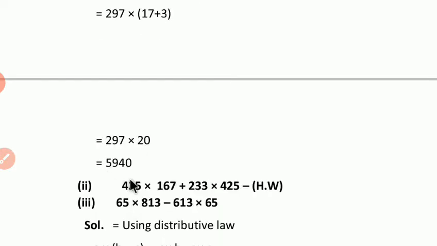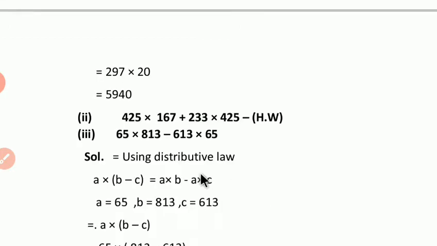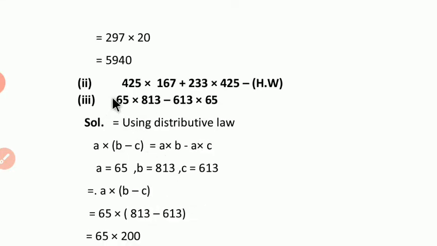Then question number 2nd, 425 into 167 plus 233 into 425. In this question also first you have to find the value of A, B, C. So you can see which number is repeating here 2 times. 425, here also 425. It means the value of A is 425, B is 167 and C is 233. So this question is left for you as a homework. Now let's see the question number 3.